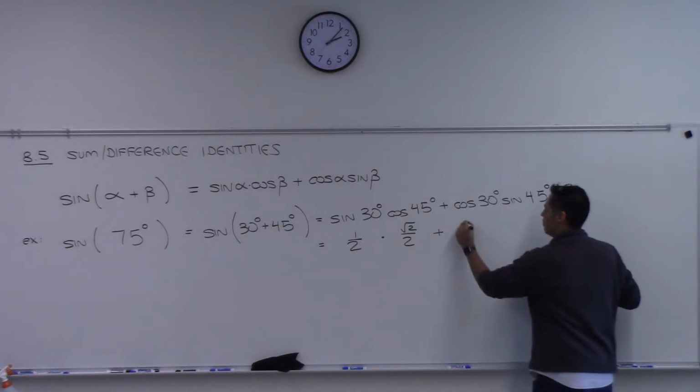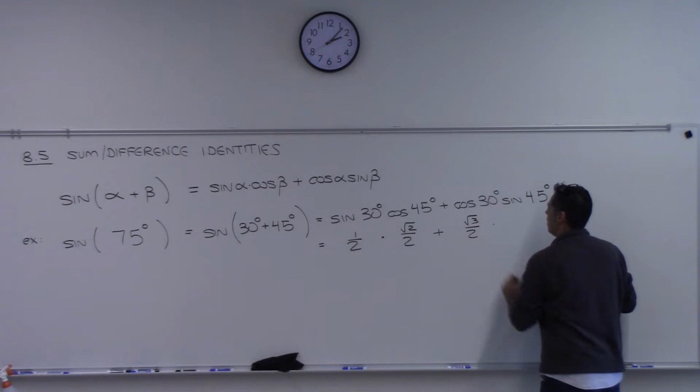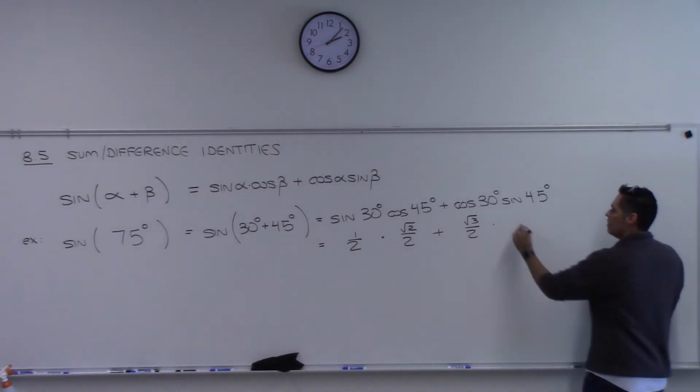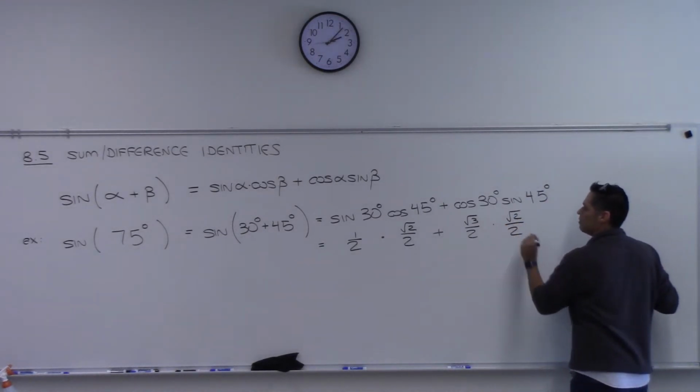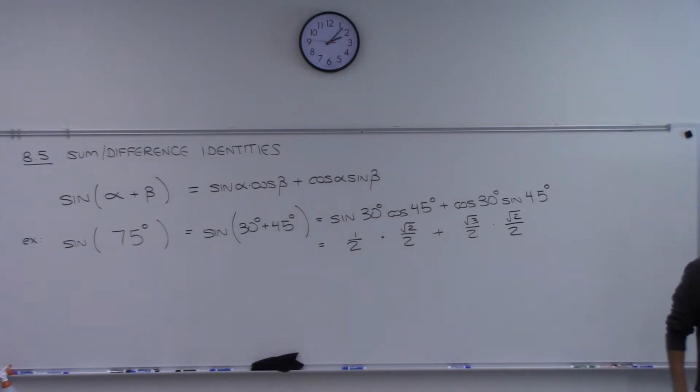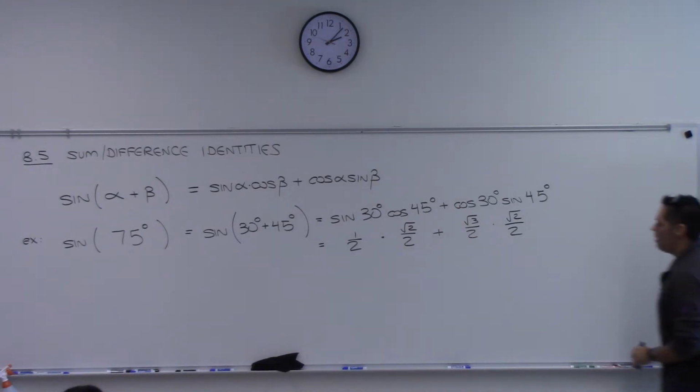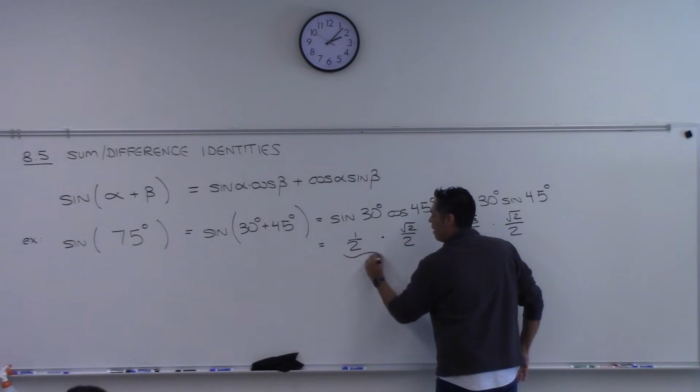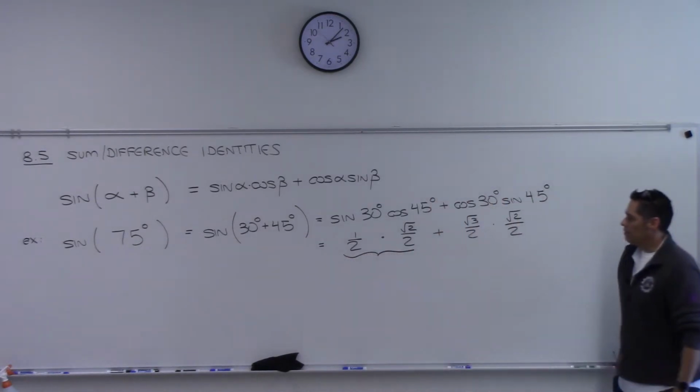What is it? Radical 3 over 2. Root 3 over 2 times, now sine of 45, root 2 over 2. Got it? All right, we need to put this together. Multiply these two together. Those are two fractions.